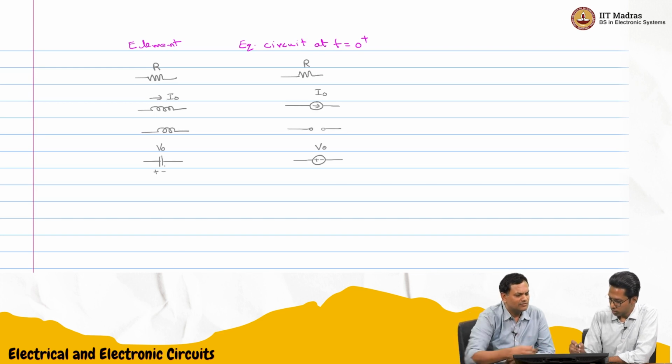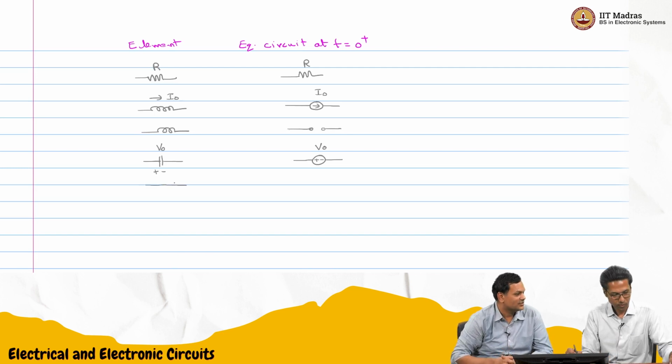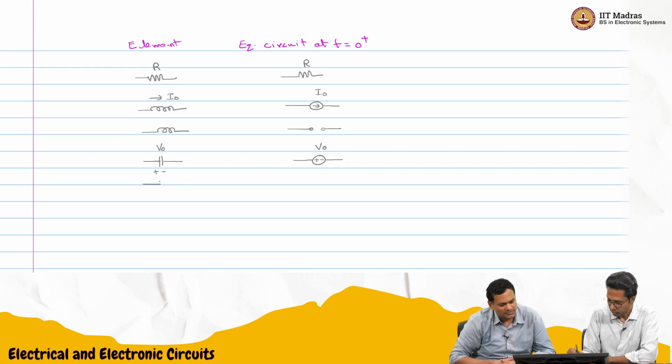And if there is no charge, it's a short circuit, no? Because the internal resistance of a voltage source is 0. Yes, so a capacitor which is not charged is a short circuit.